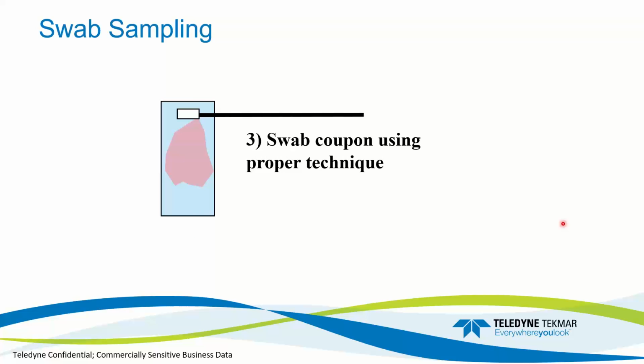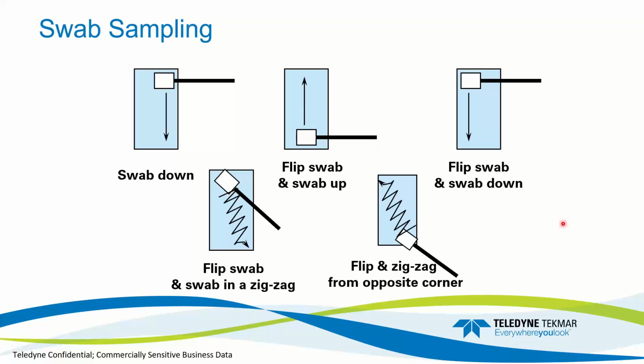Now we're going to do the swabbing of the coupon using a proper technique that's been out there. First, we take our swab and swipe down. Then we flip our swab and swipe up. We flip our swab again and swipe down. Then we do a zigzag from corner to corner, flip again, and do a zigzag from corner to corner to ensure that we're getting all of the surface area onto the swab.